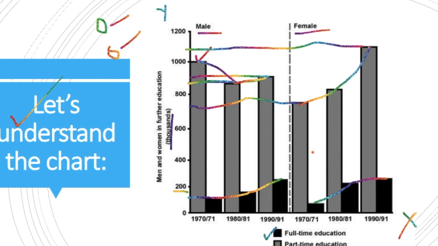So make sure that your detailed paras are discussing separate things. Either you do both full-time for both males and females in one para, or you can do it this way. You can discuss full-time, part-time, both. In one para you do the males, in the second para you do the females. The choice is yours, but you have to do it properly.